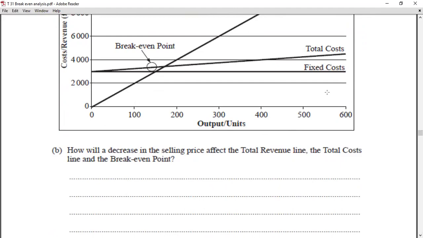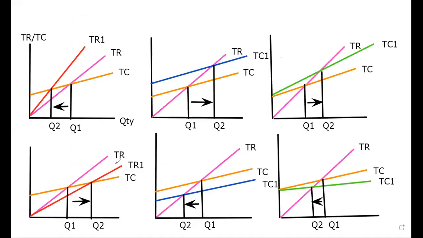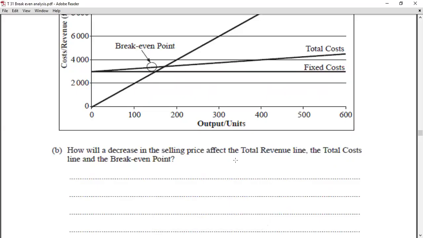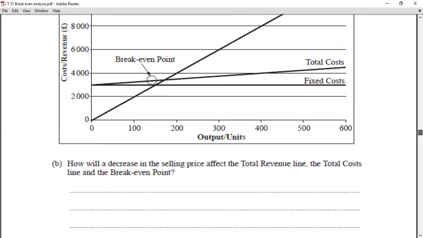Decrease in selling price. I told you today in the charts, when you decrease the selling price, revenue will fall. I'll show our whiteboard again. Selling price decreases means total revenue decreases. It happens like this: total revenue will go from TR to TR1. When selling price decreases, what happens? Break-even quantity will increase. So you have to say that here. Selling price decreases, break-even point will increase. As a result, the effect of the price change is on the total revenue line. Selling price will decrease, as a result break-even quantity will increase. You have to say that in your answer.